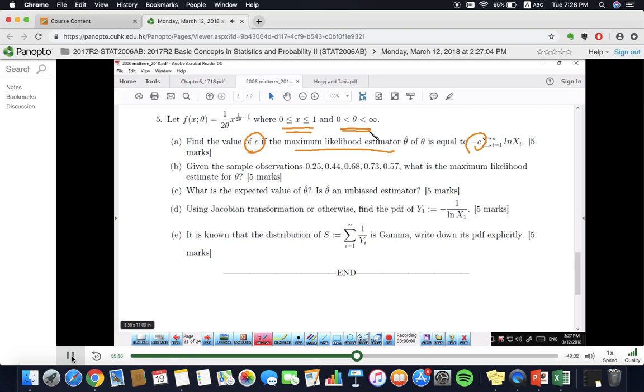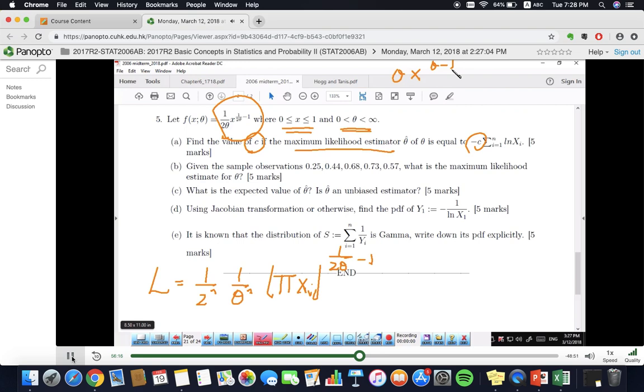So here we got the likelihood function. The likelihood function is combining all of the terms. So we have 1 over 2 theta to the n, and then the product of xi to the power 1 over 2 theta minus 1. Okay, and actually this kind of question is exactly like the last one. In the last one, the density is theta x to the power theta minus 1. But this time it's 1 over 2 theta.